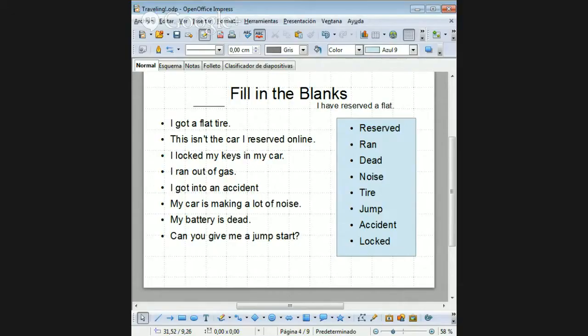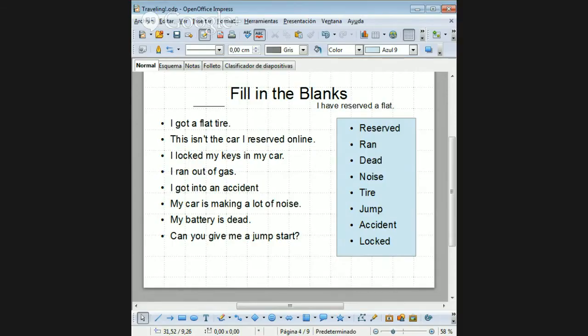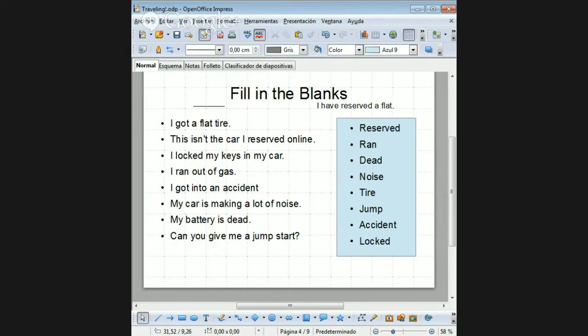So jump start is when your battery is dead. You connect wires to your car's battery from another car's battery, and you try to charge your battery with the other car. Does that make sense? Yeah, battery. Okay. Is dead. Good. Any other questions on this page?